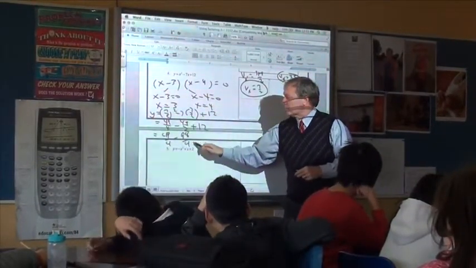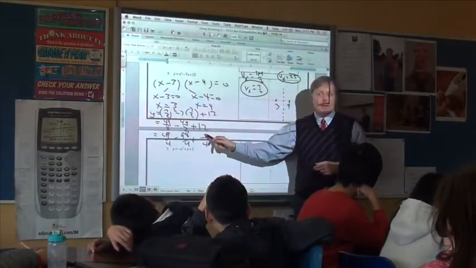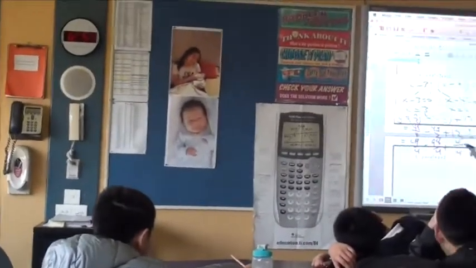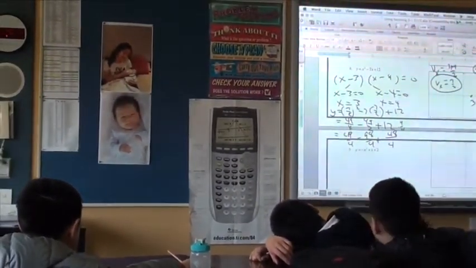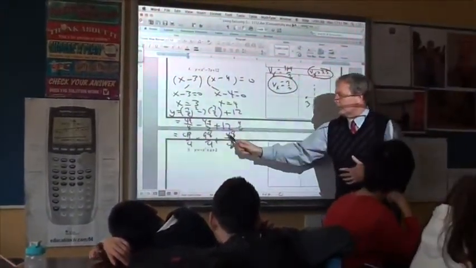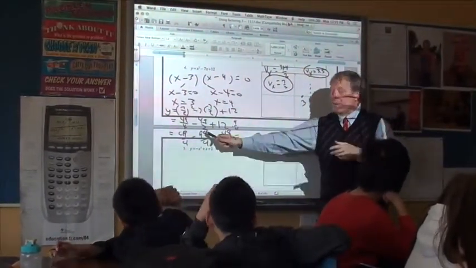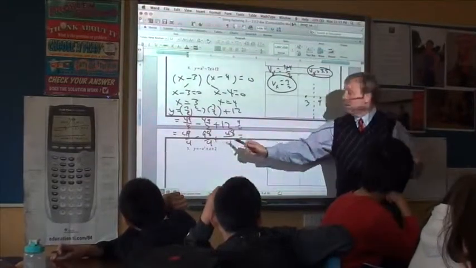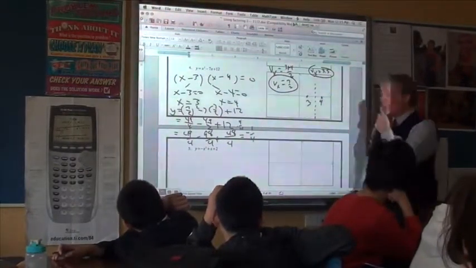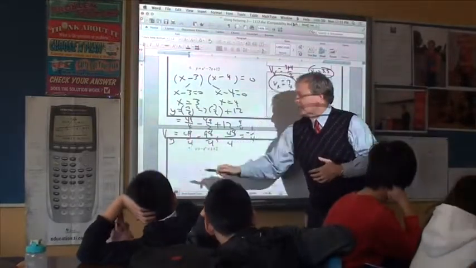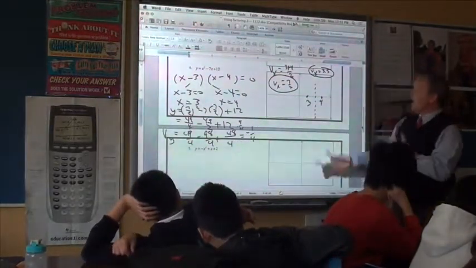98 fourths. How do you get a fourth down there? Times by 4 over 4. Good job. 48 fourths. You know we're trying to make this easy. What's 49 plus 48? 97 minus 98. That's negative a quarter. So if you go this way with improper fractions, the y-coordinate of the vertex is negative a quarter.